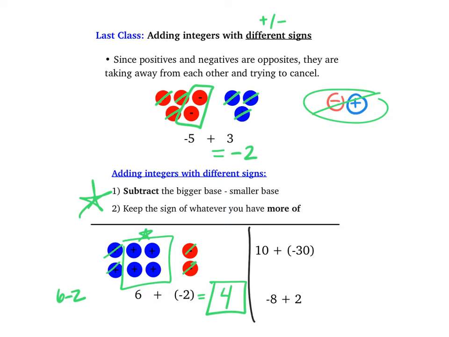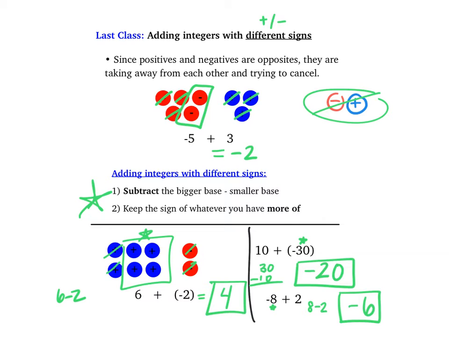Now in these next two, I don't have chips. You could always draw yourself a visual if that helps, or you can use our new process. So here, 10 plus negative 30, I would actually want to do 30 minus 10. So I know that the number is going to be 20, and then I need to check my sign. I see I have more negatives here. Those would outweigh the positives, which would give me a final answer of negative 20. With negative 8 plus 2, I'd want to subtract 8 minus 2 to give me 6. And then same thing, I have more negatives, so I would need to make my answer negative 6.